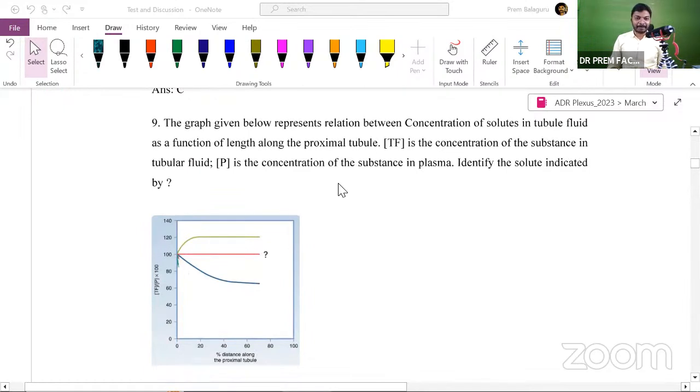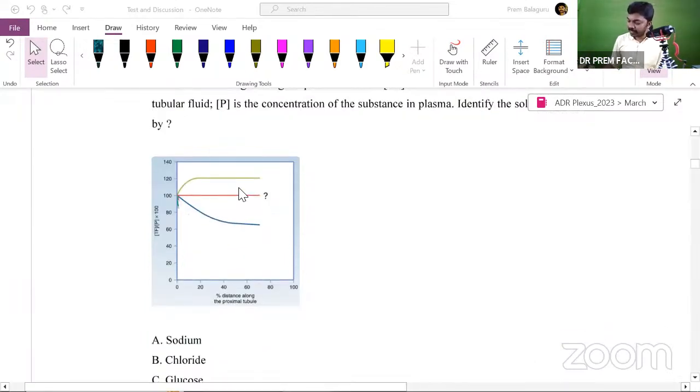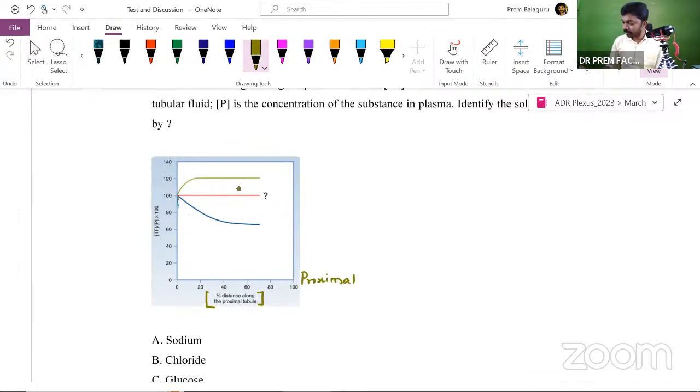Coming to question number 9. The graph given below represents the relationship between the concentration of solutes in tubule fluid as a function of length along the proximal tubule. TF is the concentration of the substance in the tubular fluid. P is the concentration of the substance in plasma. Identify the solute indicated. Now you can clearly see the x-axis tells you the percentage of distance along the proximal tubule, so on the x-axis we are measuring the proximal tubule, doctors.